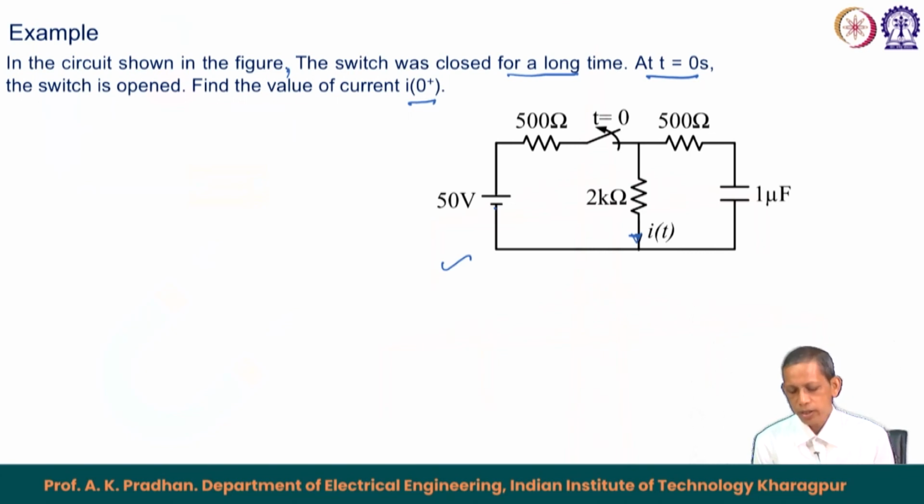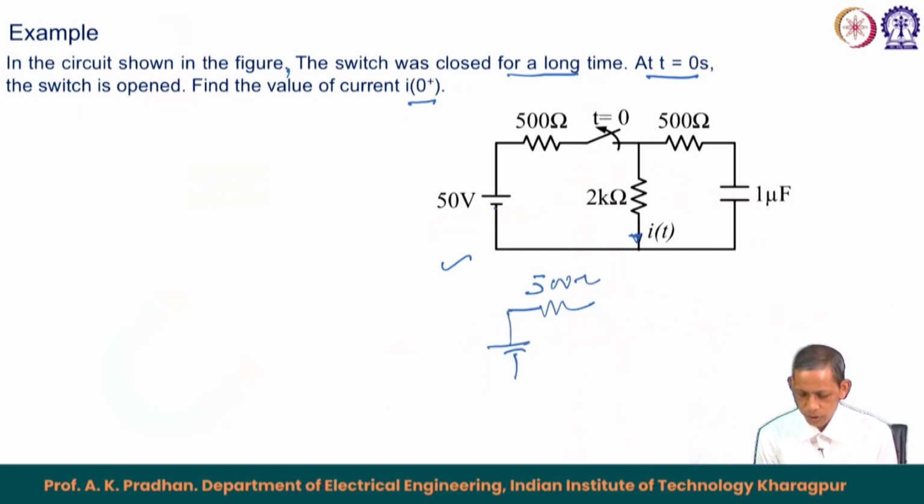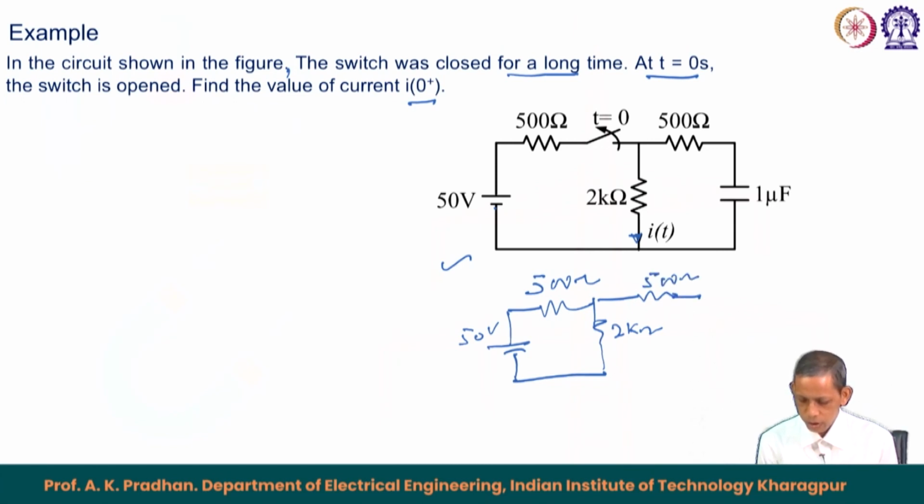For this case, because this is open, initially the circuit was like this: this is 500 ohm, this is 50 volt, then this is 2 kilo ohm and this is 500 ohm. At steady state initially this will be open circuit. So the voltage across the 2 kilo ohm is nothing but the voltage of this. So this becomes equal to V c 0.